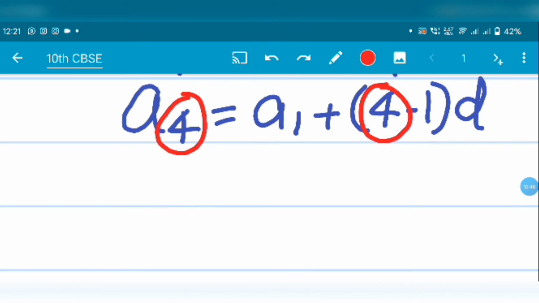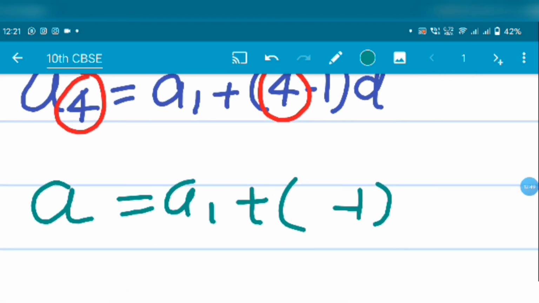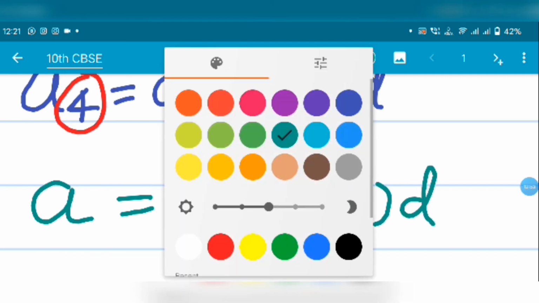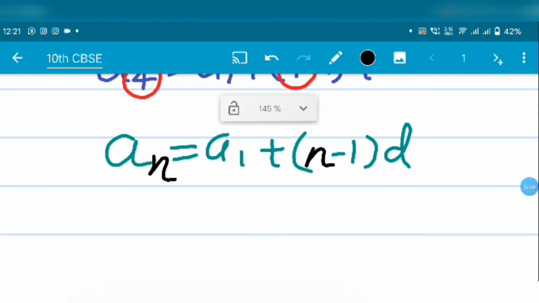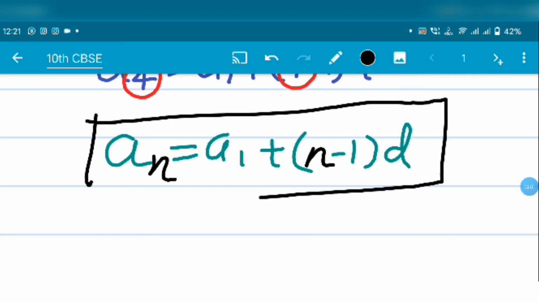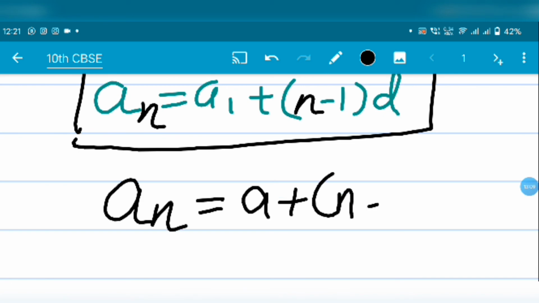I'm using a different color. We have AN equal to A1 plus, inside the bracket, 4 minus 1, and this is D. And I'm using black color for the 4, and at that place I'm writing N. So I can say that AN is A1 plus N minus 1 into D. And in general, we write AN is equal to A plus N minus 1 into D.